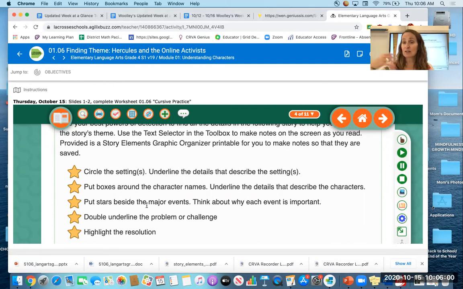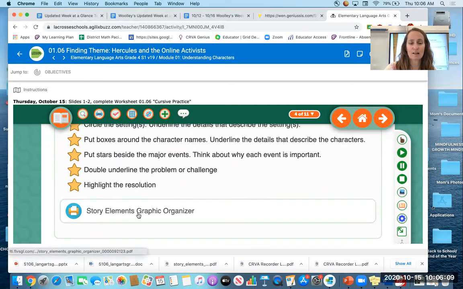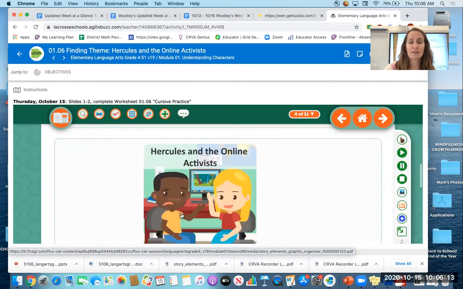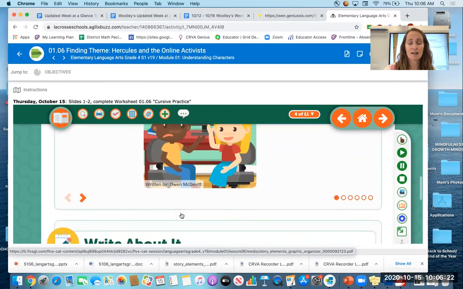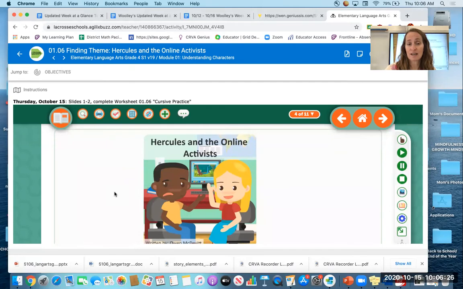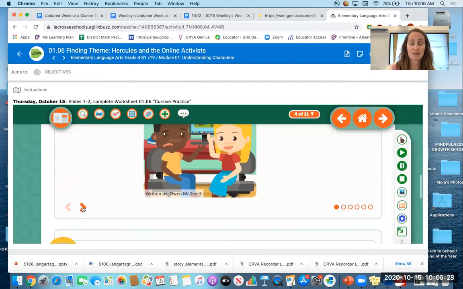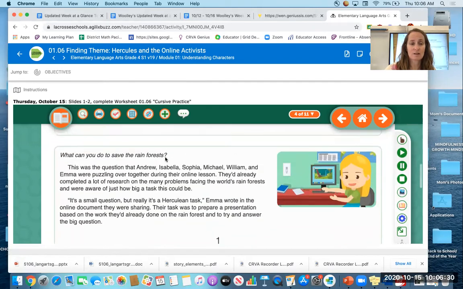Because as a reader, you're going to be able to develop those skills to do that while you're reading. Down here it says Story Elements Graphic Organizer. We'll be doing that together. If you don't want to listen to Miss Woolley read the story, then you can read it on your own and just skip to the next part of the video. For right now, I am going to go ahead and read this to you, Hercules and the Online Activists. So let's go ahead and start.